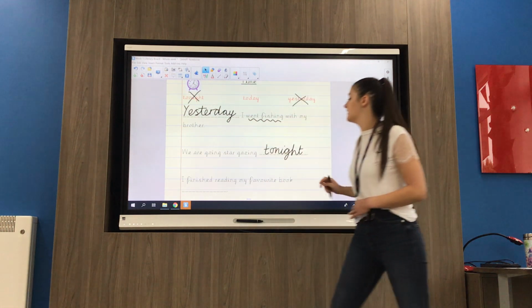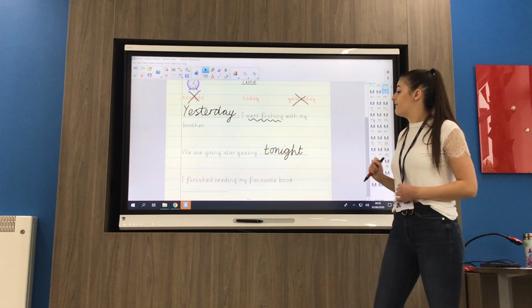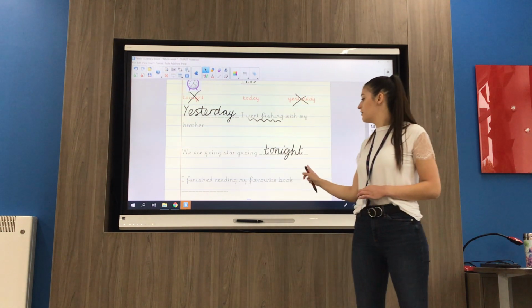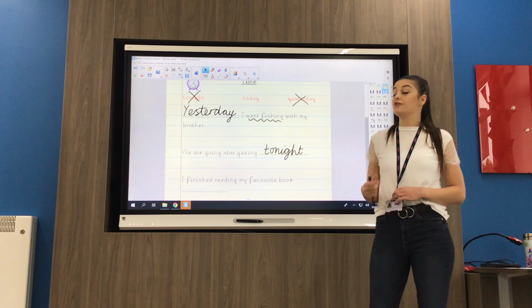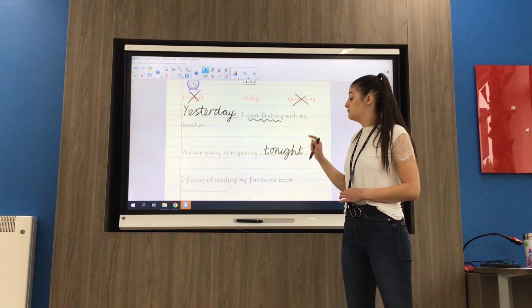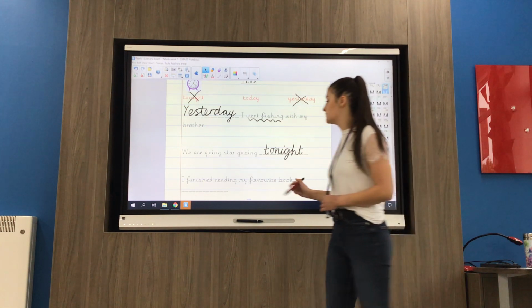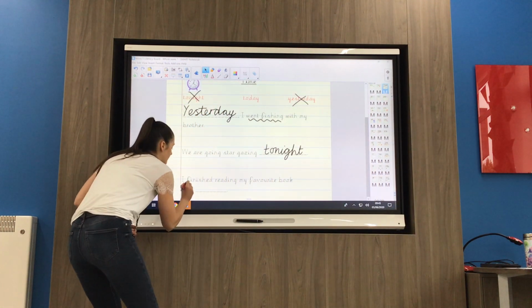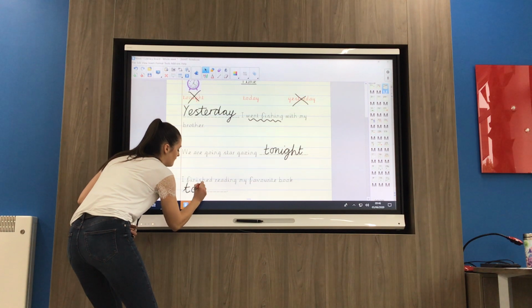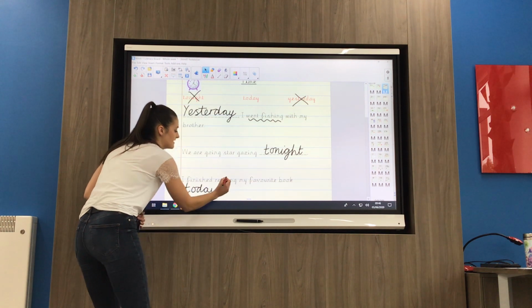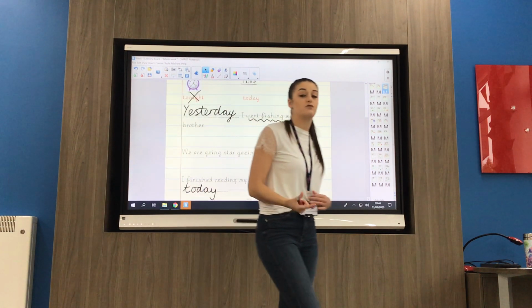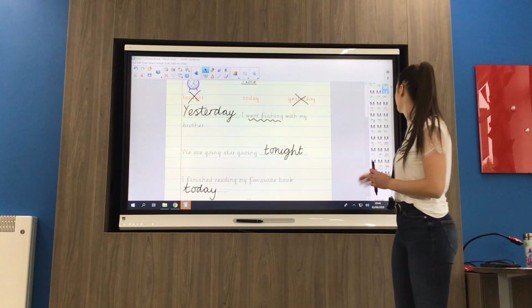So that must mean then, my last sentence, I finished reading my favourite book. The only adverb I have left is today. Does it fit? I finished reading my favourite book today. It does because it tells me when I did the verb. So I was reading, that's my doing word, and I finished reading that book today.